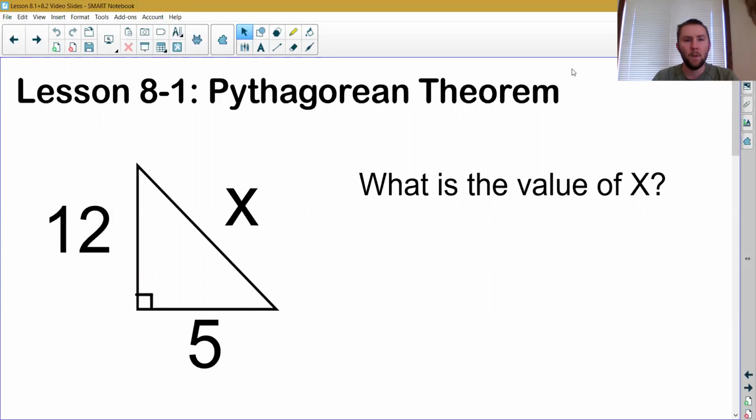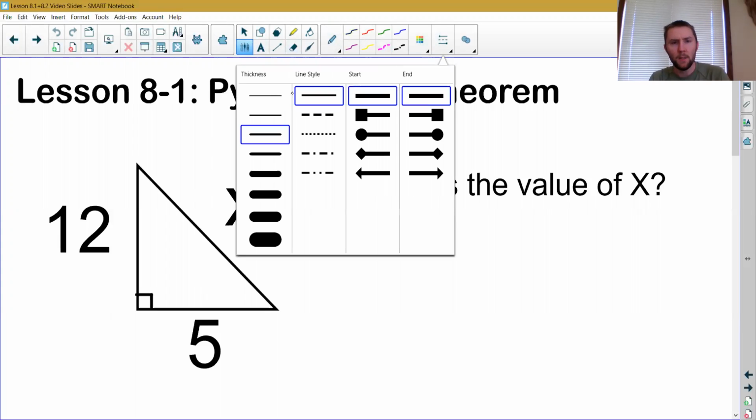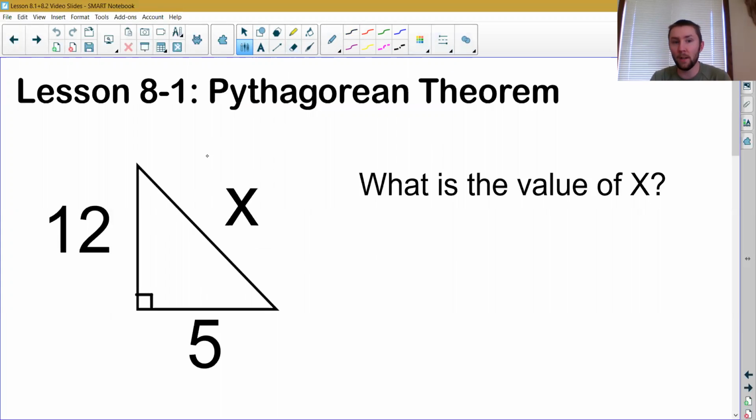And we're going to start with something that I think we've all seen before and we're all relatively comfortable with, but we're going to extend it a little bit today, okay? And that is the Pythagorean Theorem. So we have been introduced before to the Pythagorean Theorem to find missing sides of a right triangle, right?